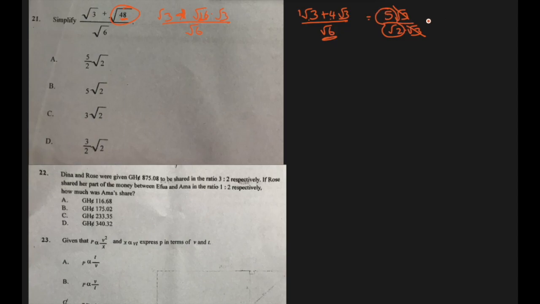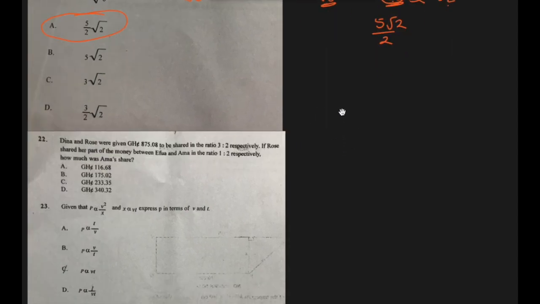Okay. So let's multiply this by square root 2 on top and square root 2 at the bottom so that our denominator gets rationalized. Square root 2 times square root 2 is a complete 2. 5 square root 2 is the numerator. 5 square root 2 over 2.